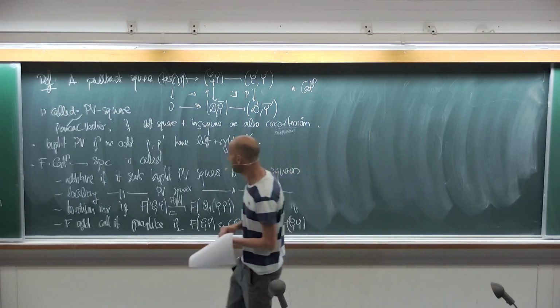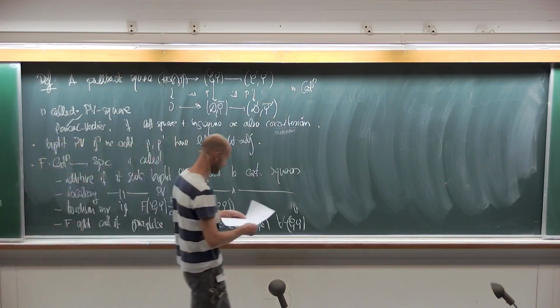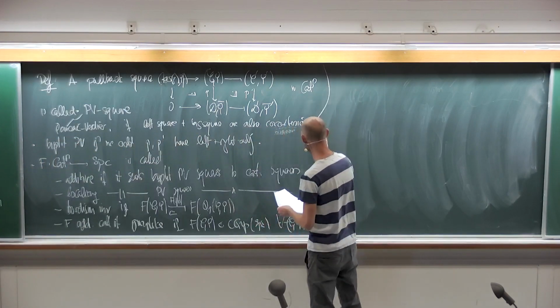Yes? No. If P prime has the adjoints, then I think you're fine with P. But the other way around, I don't think so. Probably. Yes. Okay.